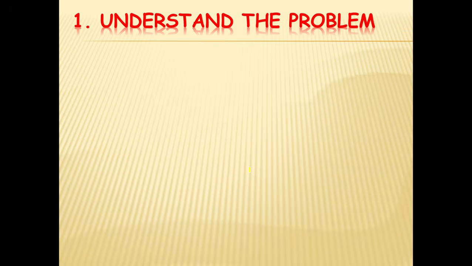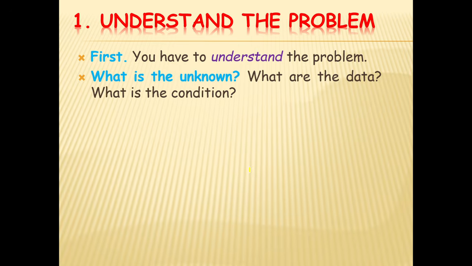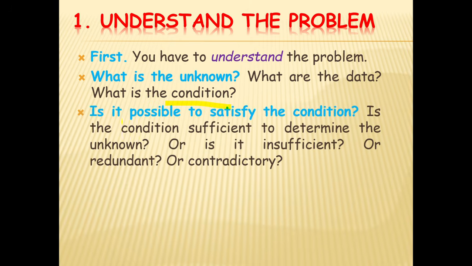So sabi nga dyan, we have to understand the problem. First, you have to understand the problem. And then you have to look for the unknown and what are the data. And then the conditions. And then is it possible to satisfy the condition? Is the condition sufficient to determine the unknown? Or it's insufficient? Kasi kung minsan, remember, may mga problems na direct substitution or yung iba, you have to look for the other unknown bago mo solve, di ba? Or redundant or contradictory, di ba? Yan ang medyo easy, titingnan nyo.